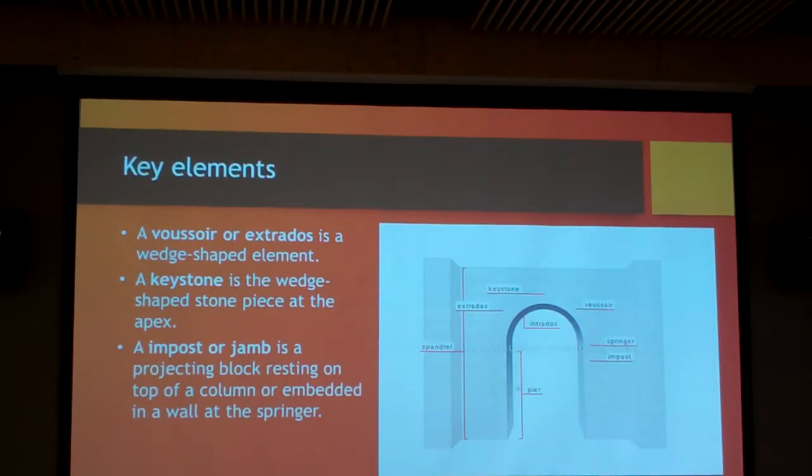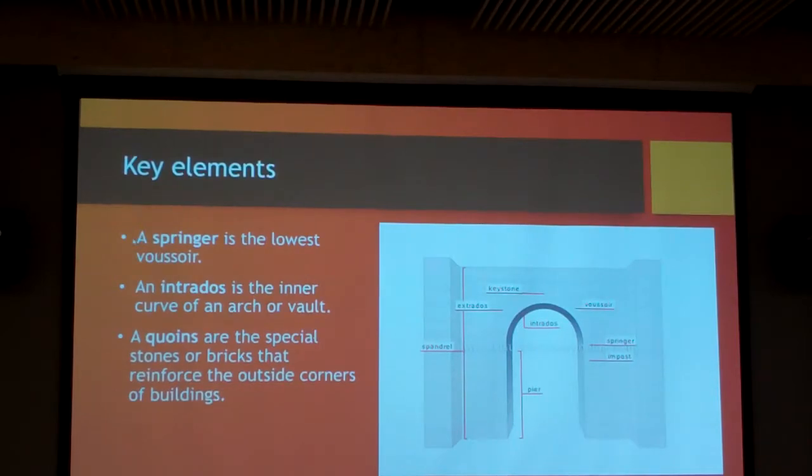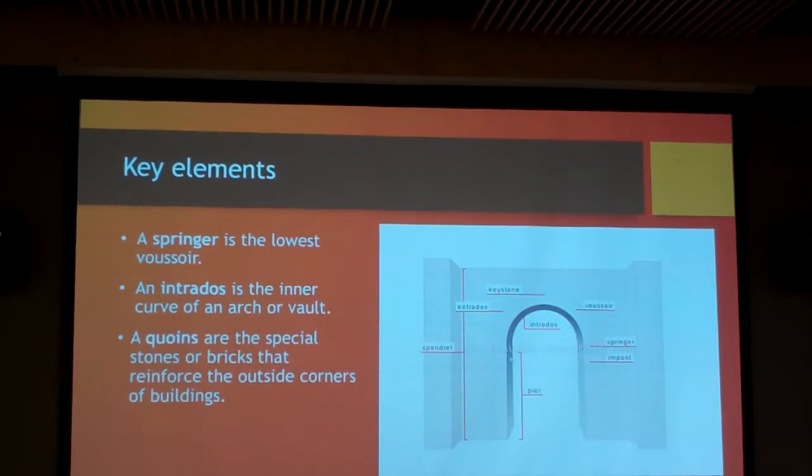And the imposts, or the jambs, are these pieces that are sticking out on top of the piers here, and they basically connect it to the wall, so that it's more stable. The springer is the lowest voussoir, so where it meets the pier. The intrados is the part, like if you're going inside, underneath the arch, it's this interior surface right there.